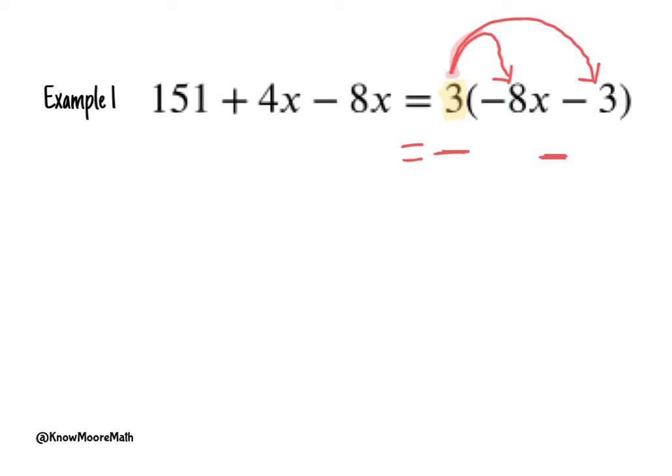So now I do 3 times 8x, I know I'm going to get 24x. And since I already took care of the sign, I don't have to worry there. And 3 times 3 is 9. So now I have eliminated parentheses, and the side is pretty much simplified. So now I'm going to move on to the other side. And I see I do not have parentheses on this side. I cannot apply the distributive property, but I do have like terms.